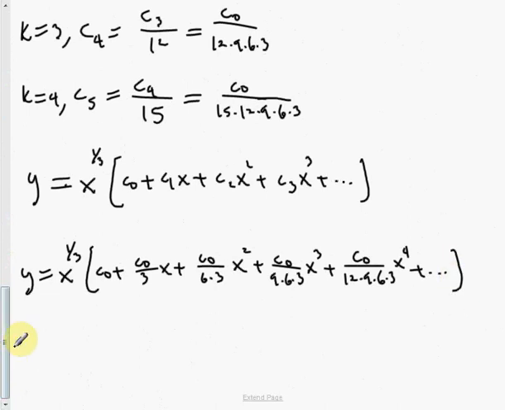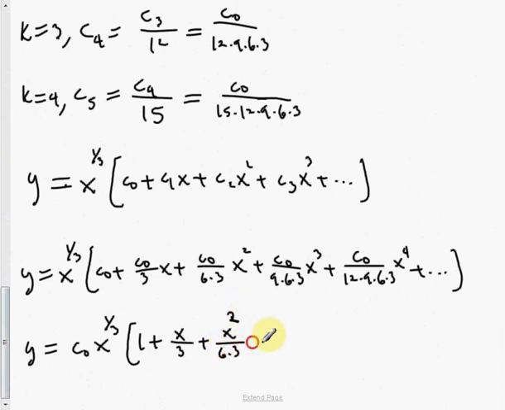And then we can just clean that up. So we get y is equal to C naught times x to the 1/3 times 1 plus x over 3 plus x squared over 6 times 3 plus x to the third over 9 times 6 times 3 plus x to the fourth over 12 times 9 times 6 times 3 plus and so on.